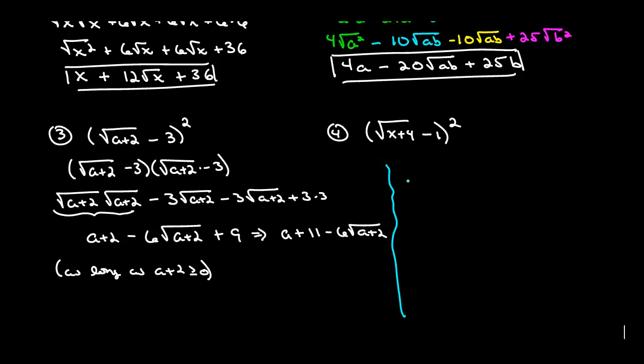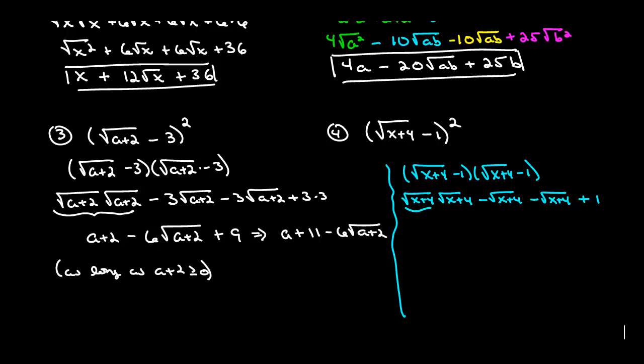Now let's just use a different color here because I'm running out of room on the side. So let's multiply this together. So again, we're going to FOIL. So the first two guys multiplied together. Okay, the outer terms multiplied together give me a negative square root of x plus 4, and then of course the inner terms multiplied together give me the same exact thing. So we're going to have 2 of those guys. And then negative 1 times negative 1 is positive 1.